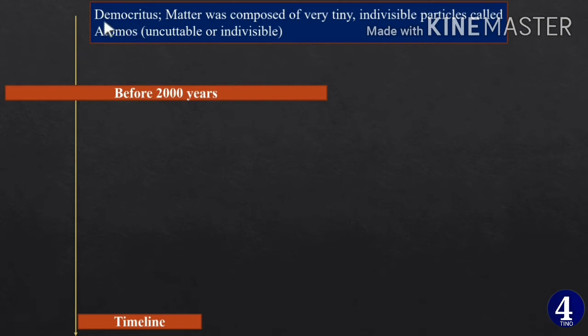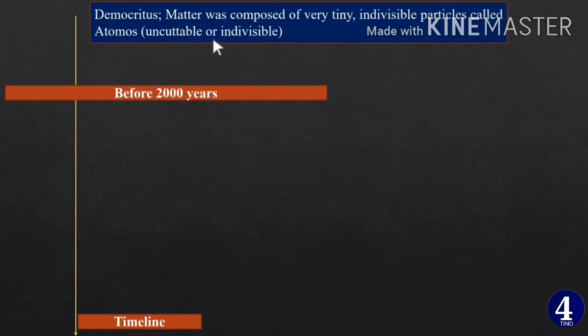Currently these atomos are known as atoms, right? So anyway, Democritus, 2000 years ago, hypothesized, he's a philosopher as I told you, that matter was composed of very tiny, which means very small, and indivisible, which means uncuttable, particles called atomos. So Democritus believed that matter is built with building blocks which are called atomos. In Greek, atomos means uncuttable or indivisible.